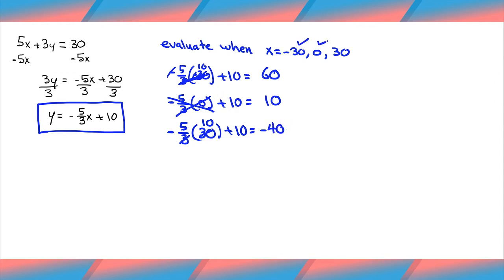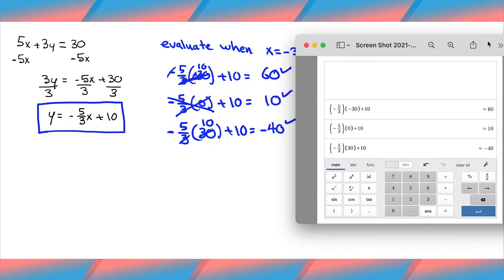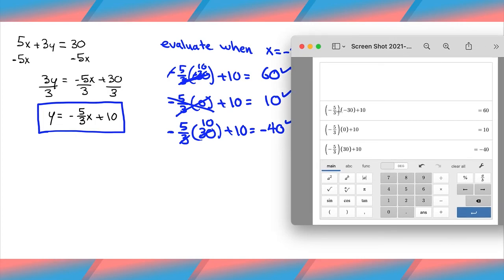We put this in, we put this in, we put this in, then we get three outputs. This comes out, and this comes out. Here is the calculation of it, as you can see right here. So you can type it in very nice and carefully in a calculator, and there we go. There's 60, there's 10, and there's negative 40.